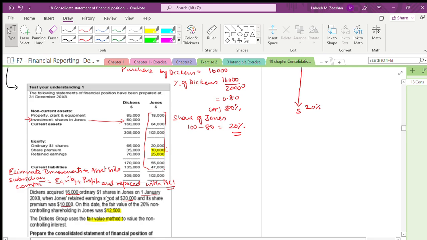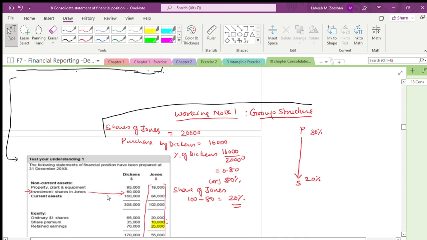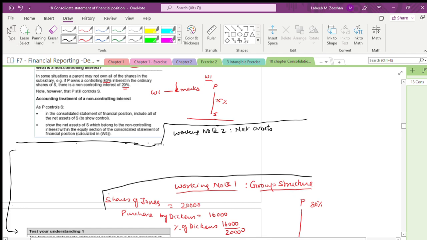Net assets of Jones. Is it net assets of Jones? Next.